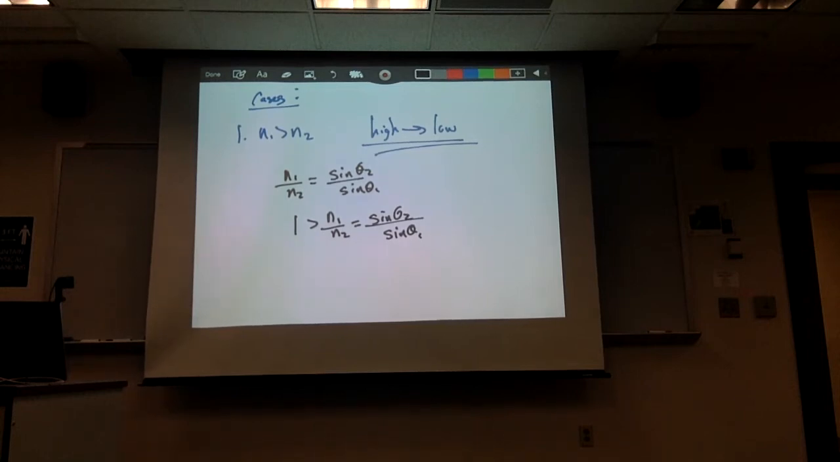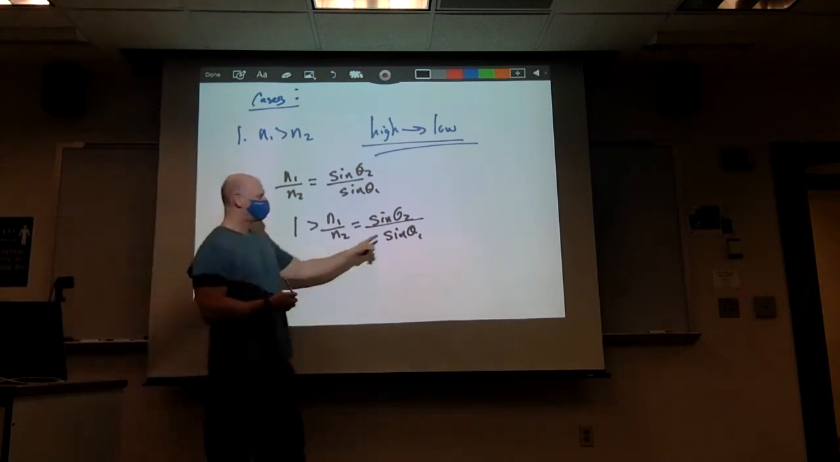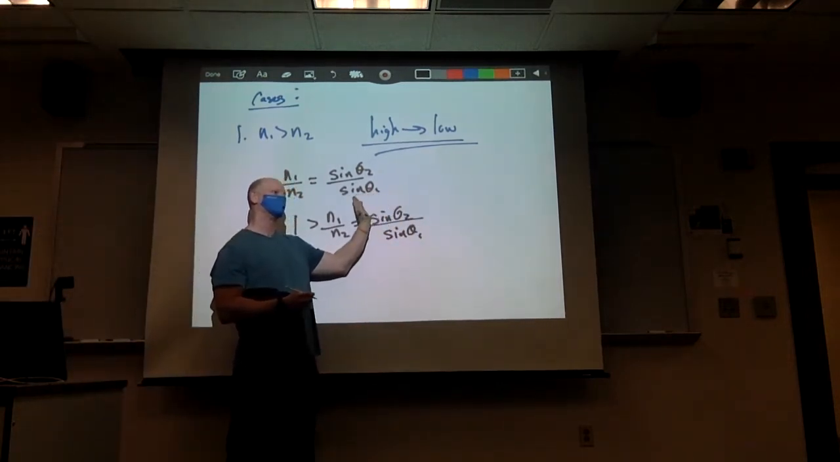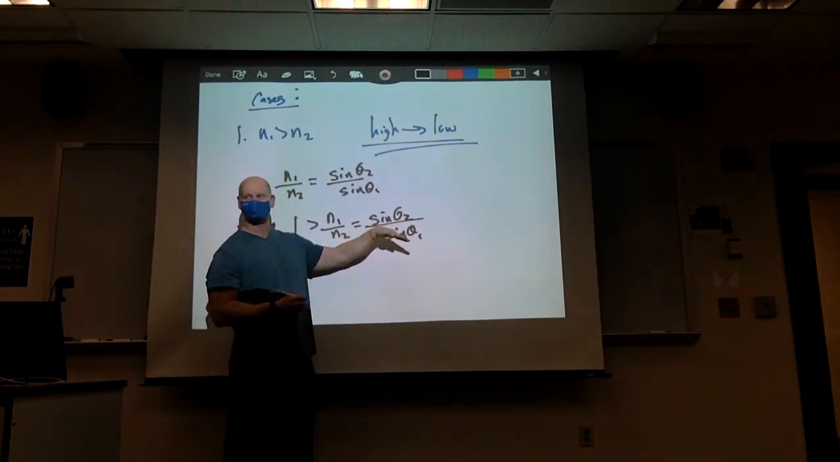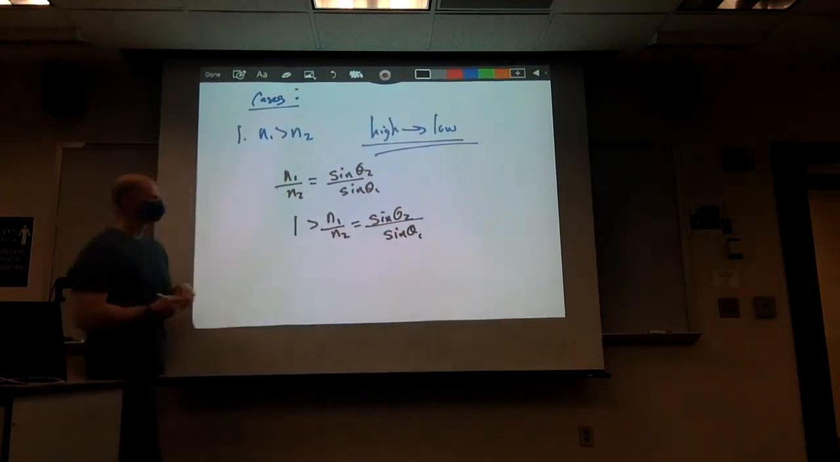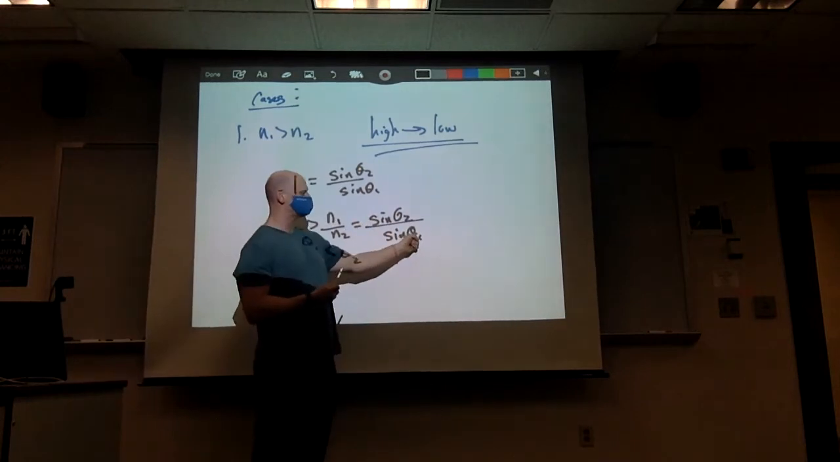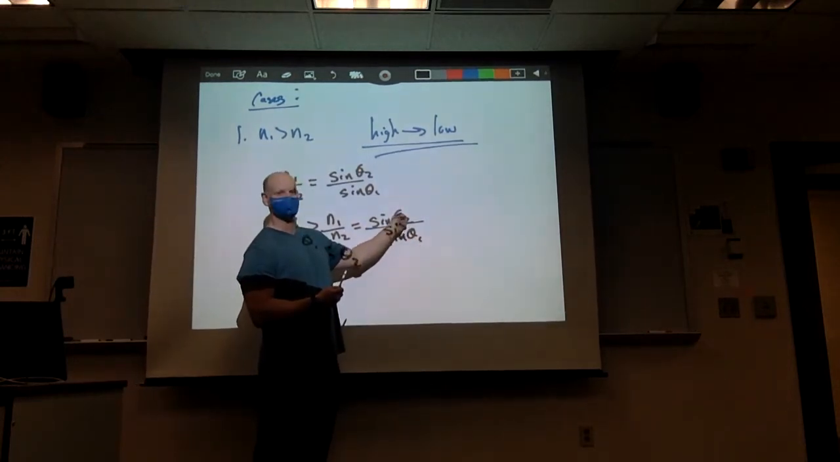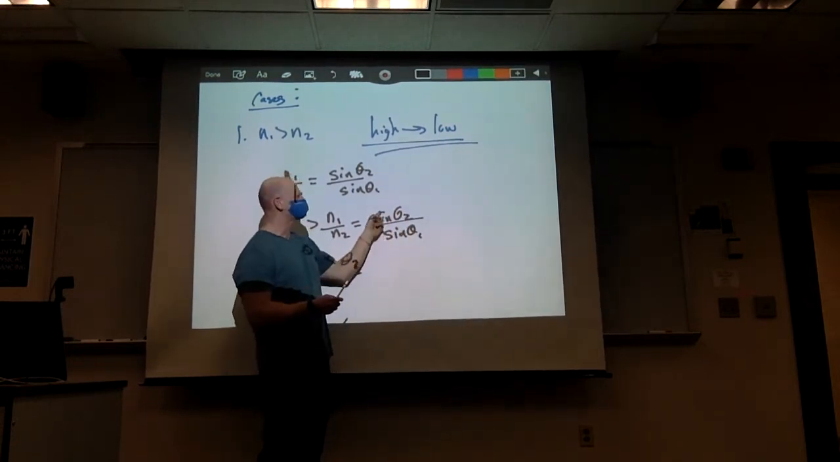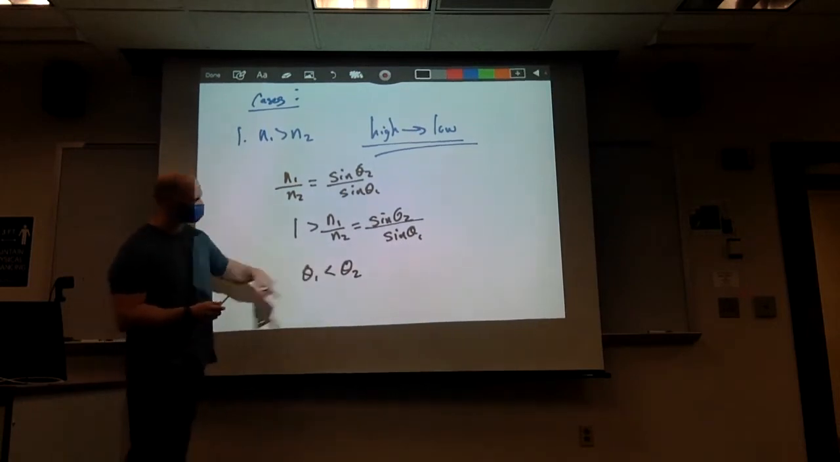So what does that mean? Well, remember that sine gets bigger the closer I get to 90 degrees, and smaller the closer I get to 0. Now if I take an inverse ratio of this, what this tells me is that theta 1 must be less than theta 2. Why is that? To make this bigger than 1, I need this thing close to 0 as possible, and I need this thing to be as big as possible. So in this case, theta 1 must be less than theta 2.